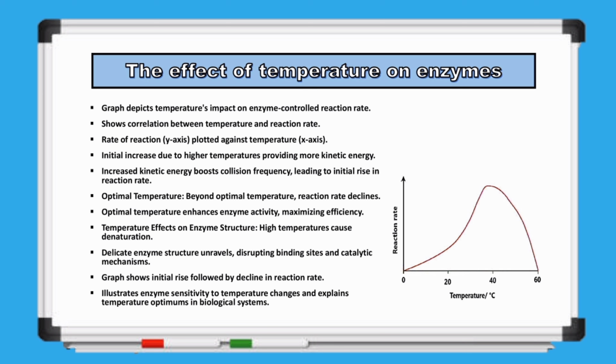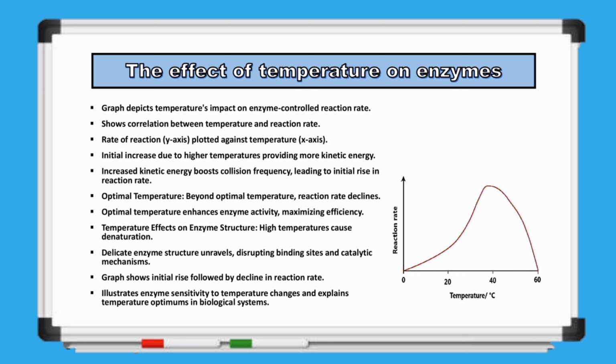The graph shows a peak, what we refer to as the optimal temperature. This is the temperature at which the enzyme functions most efficiently. At this point, the enzyme's active site is in its ideal structural form, maximizing the catalytic activity. However, beyond this optimal point, the reaction rate starts to decrease.